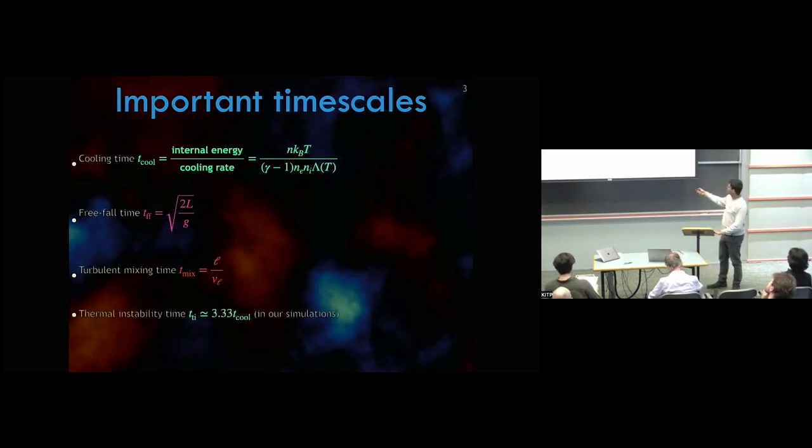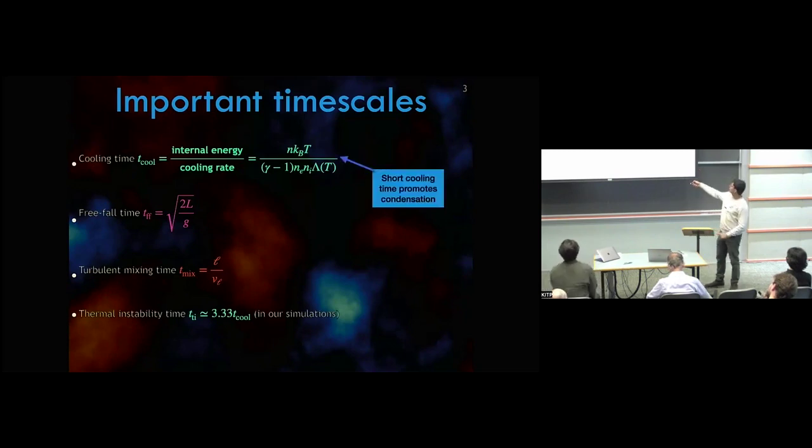And then there's another time scale which comes from some linear stability analysis, which is the rate of growth of thermal instability, and that is proportional to the cooling time, but it depends on what exact model of heating you are using, whether it is density dependent, whether it is volume heating. So it depends on some of these. But for my talk, it's basically just 3.33 times t_cool.